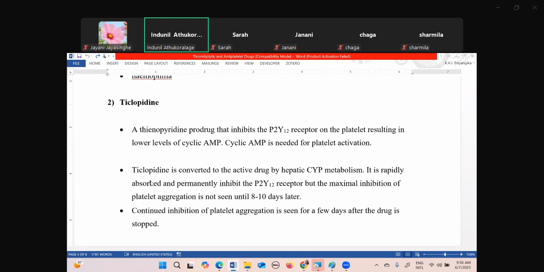Ticlopidine is converted to the active drug by hepatic cytochrome P450 metabolism. It is rapidly absorbed and permanently inhibits the P2Y12 receptor, but the maximal inhibition of platelet aggregation is not seen until 8 to 10 days later. Continued inhibition of platelet aggregation is seen for a few days after the drug is stopped as well, right?